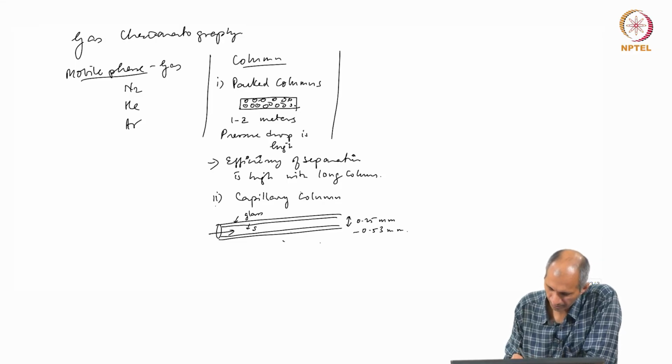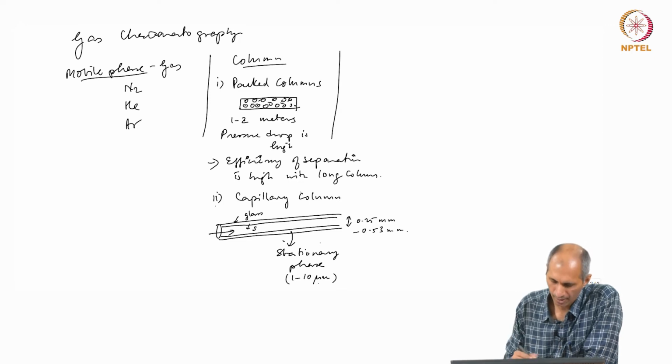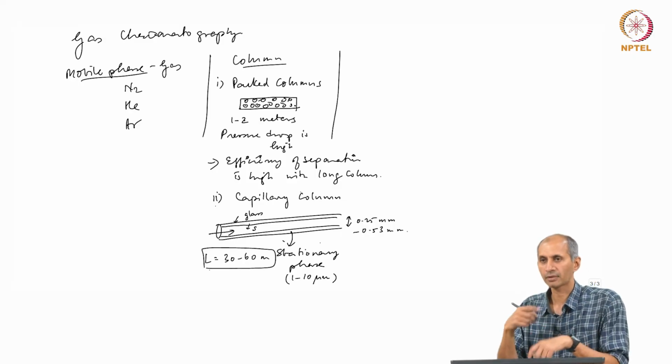And the film of stationary phase is of the order of a few microns, 1 to 10 microns, very small. The length of these columns can go up to 30 to 60 meters or even longer. Very thin, they can be wound.